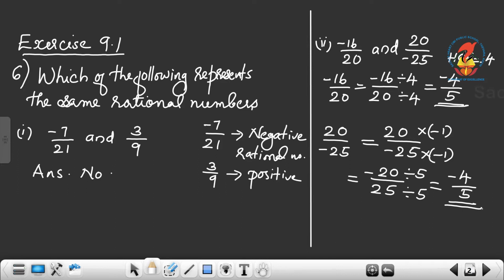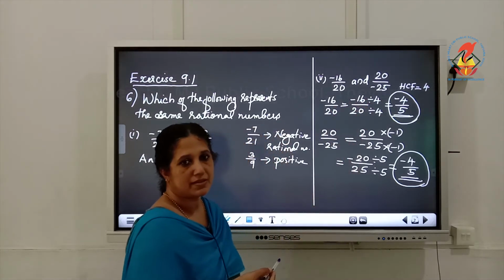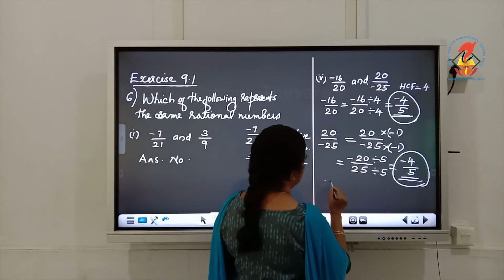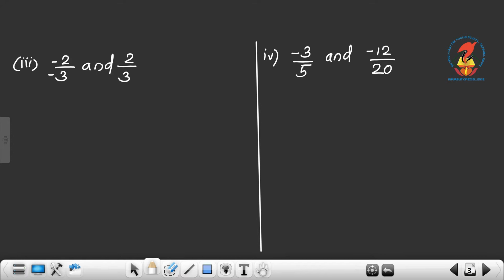Now look at that, the first rational number when we reduce to the standard form or the lowest form, we can say it is negative 4 by 5, and the second one also we reduced and we got negative 4 by 5. So what we can say? Do these two rational numbers represent the same rational number? Yes. So negative 16 by 20 and 20 by negative 25 represent the same rational number. Or we can say that when we reduce to the lowest form, we got the same rational number.